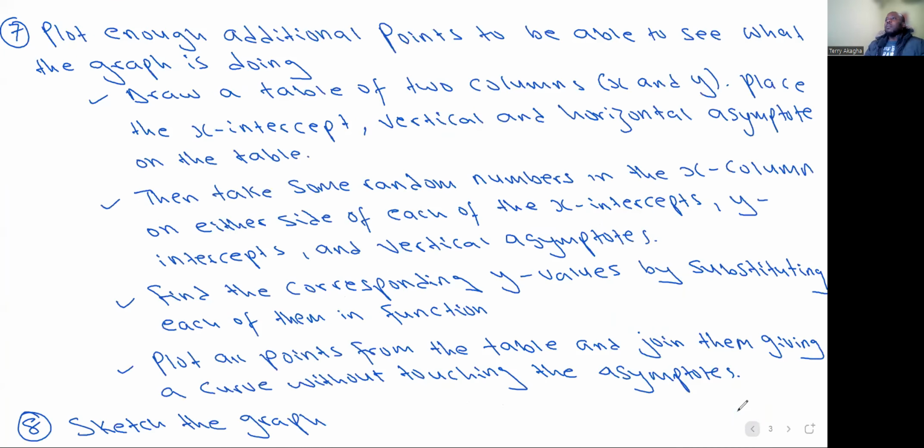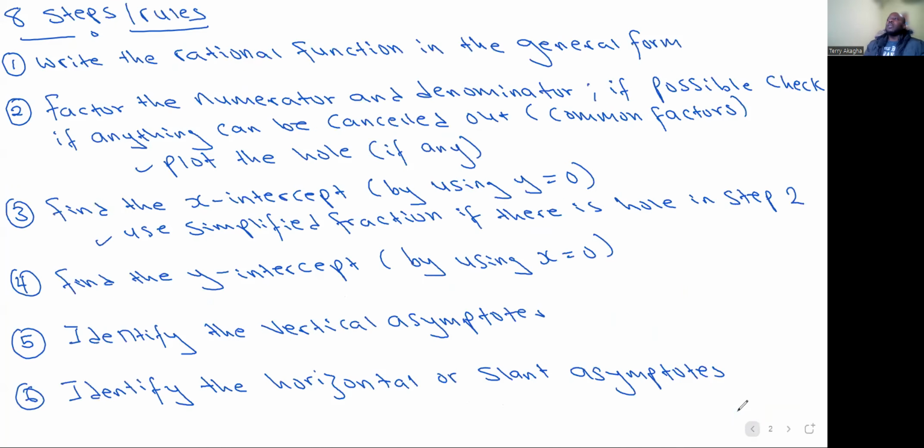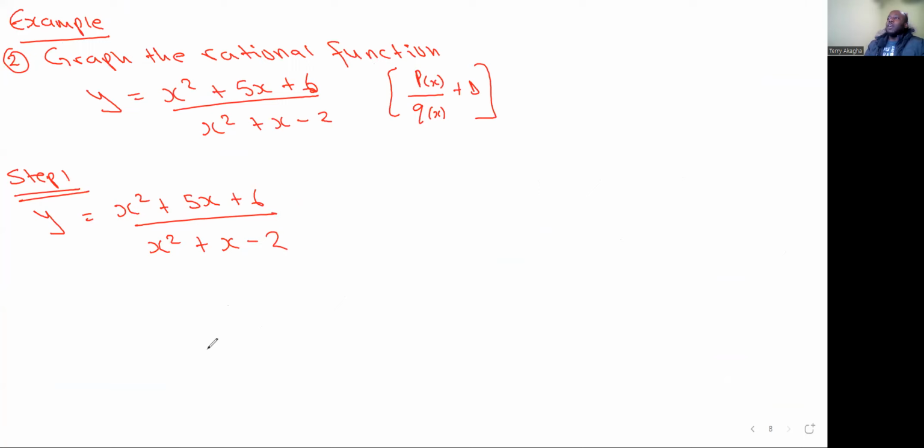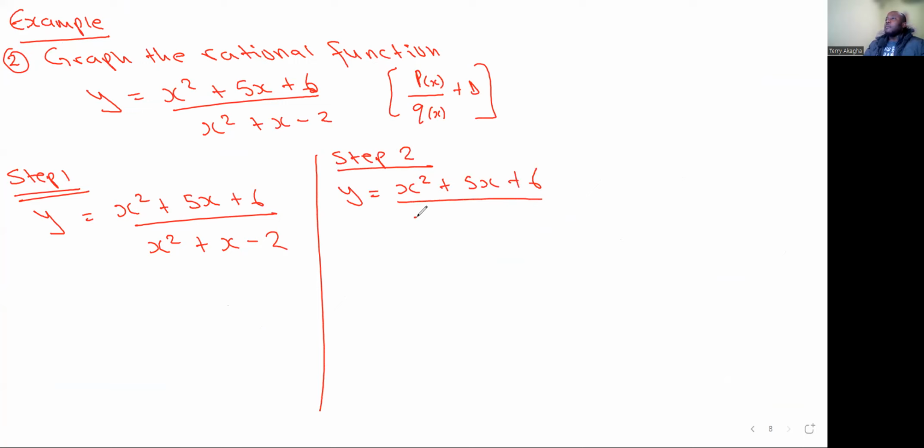Now, the second step is that we then have to factor the numerator and denominator, if possible, and check if anything can cancel out. So basically, we're finding holes here. Let's see if we can find any holes. So step 2, we have y is equal to x squared plus 5x plus 6 divided by x squared plus x minus 2. Now let's factorize this.